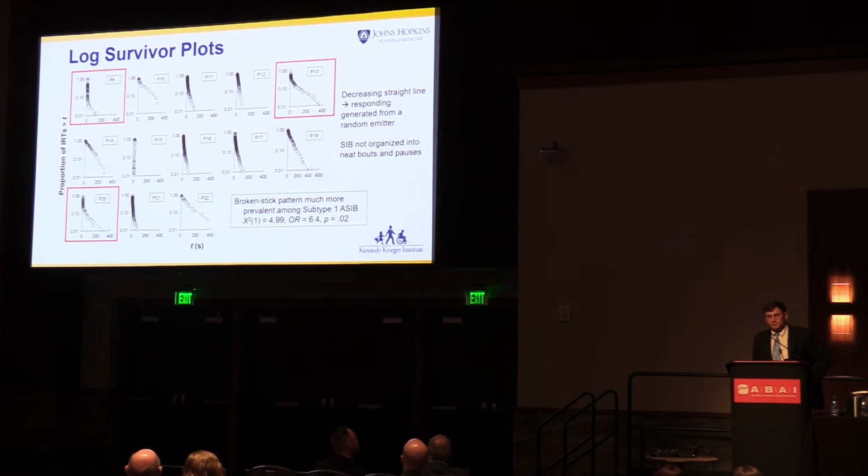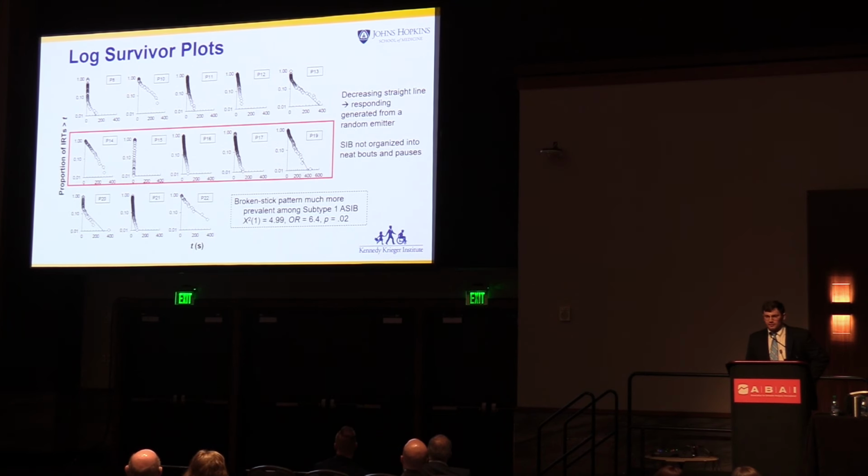And there are a few subtype 2 cases that show evidence of a nice broken stick, indicating behavior organized in bounds and pauses. But the predominant kind of log survivor plot we see looks like just a straight decreasing line. If you had a machine or some kind of device that just randomly generated IRTs at random, and you plotted those IRTs on a log survivor plot, this is what you would get. The steeper the line, that just means the higher the emission rate of the IRTs.